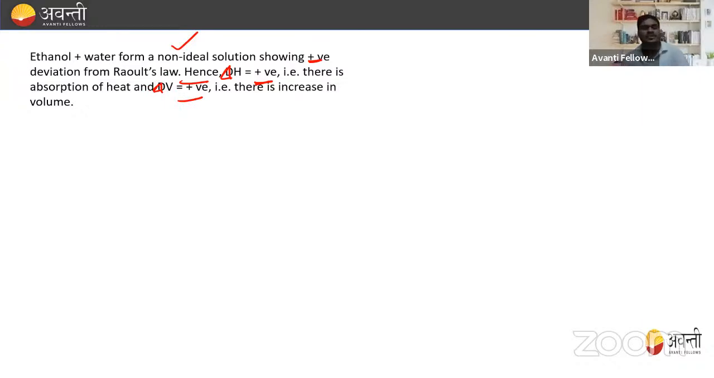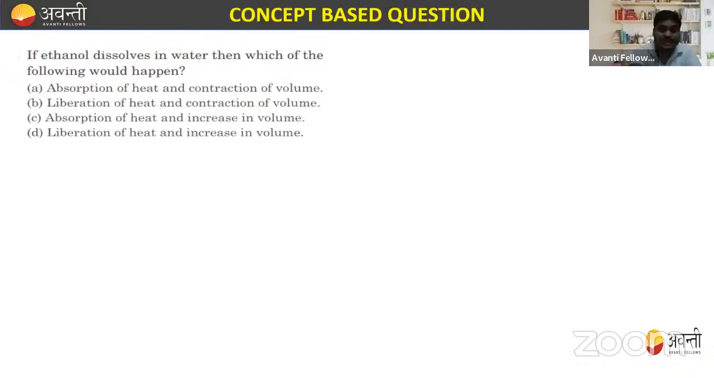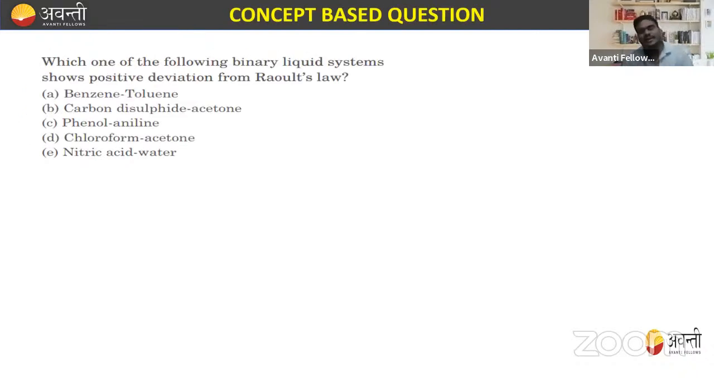So delta H is positive. There is an absorption of heat. So absorption of heat and increase in the volume, right? So option C is absolutely correct. Option C is absolutely correct.